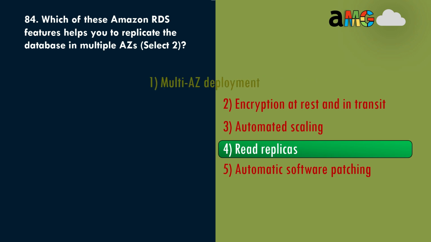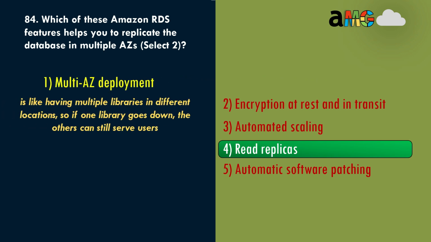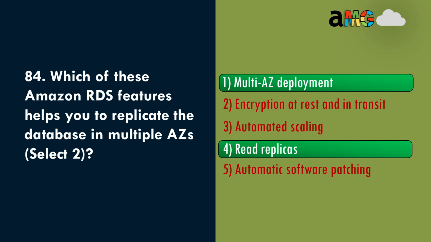And option 1, multi-AZ deployment, is like having multiple libraries in different locations. So if one library goes down, others can still serve users. Okay, so option 1 is also the correct answer. For this question, option 1, multi-AZ deployment, and option 4, read replicas, are the correct answers.